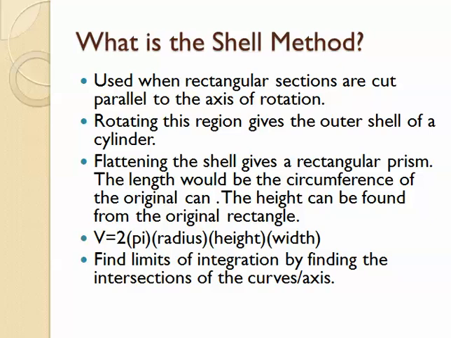So in general, you can think about these rectangular prisms having a volume of 2 times pi times the radius. That's the circumference of our can times the height of the can times the width. And again, we're going to integrate to sum all those prisms together, and we're going to use the intersections of our graphs and the given axis to figure out our limits of integration.